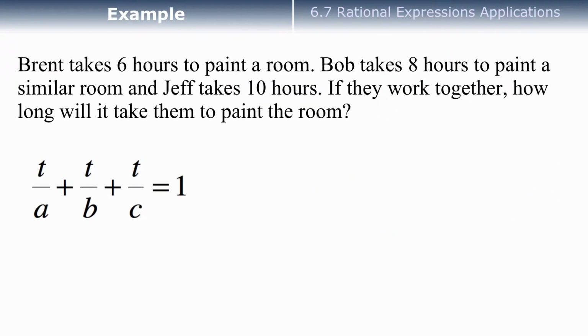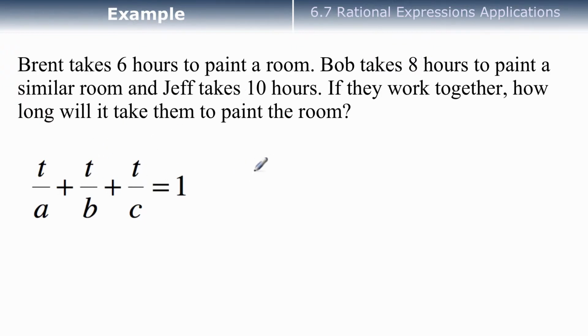Here's another application of the same thing. But this time I've got 3 people doing the job, and it turns out that the work principle is extendable like that. You could have a ton of those. So if they work together, how long would it take them to paint the room? Maybe take a guess at this one. So 6, 10, and 8. You got 3 people working. As long as they're not running into each other and losing time, maybe 2 or 3 hours.